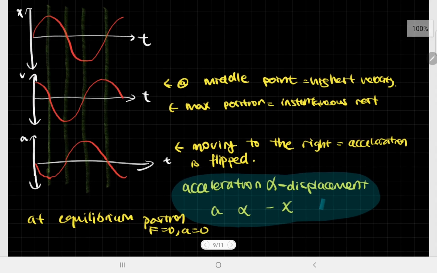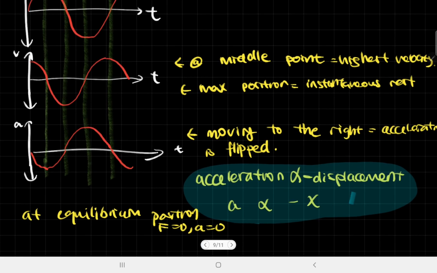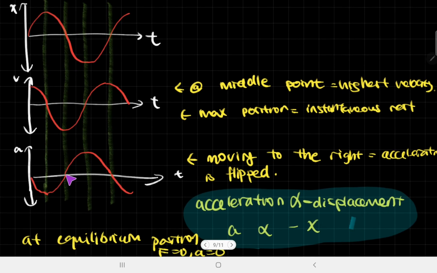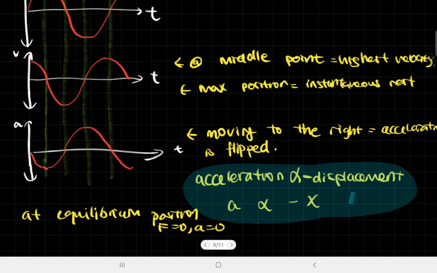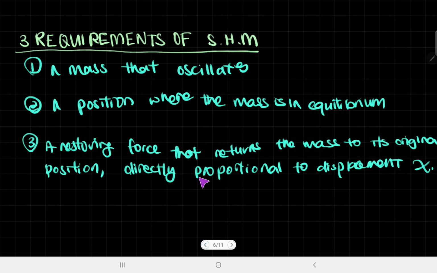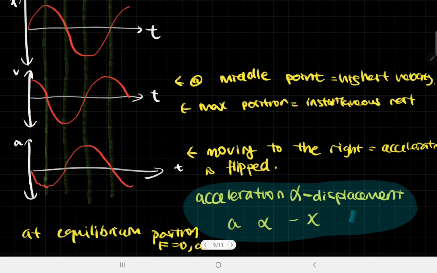So the more important thing that we get out of this is that acceleration is proportional to the negative of the displacement. And also at the equilibrium position, when x is 0, a is also 0, right? That's because at the equilibrium position, the displacement from the equilibrium position is obviously 0. And we've previously talked about the force of a simple harmonic motion being directly proportional to the displacement. When the displacement is 0, then the restoring force is going to be 0. If the force is 0, the acceleration is 0. And that's why we have this pattern that we see right here.